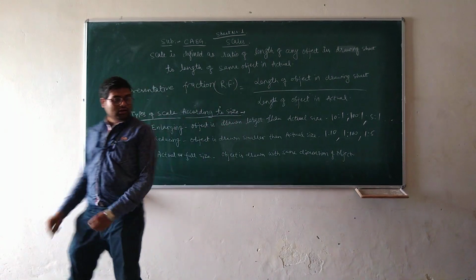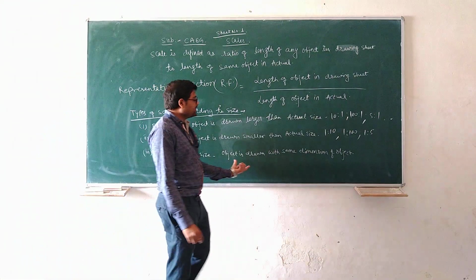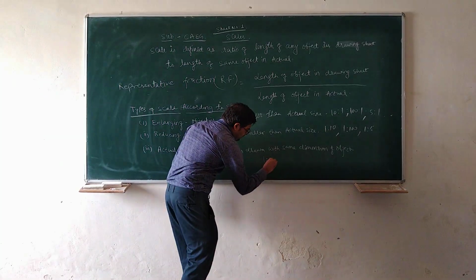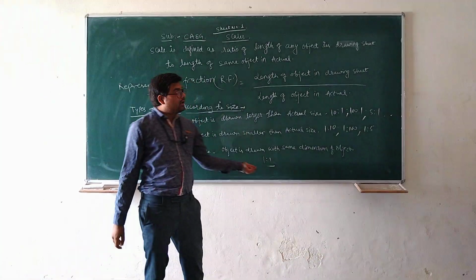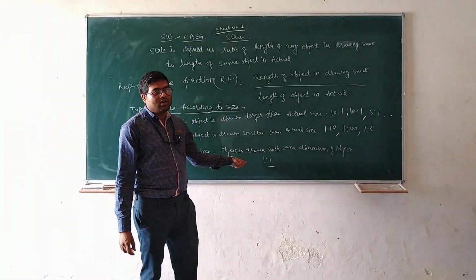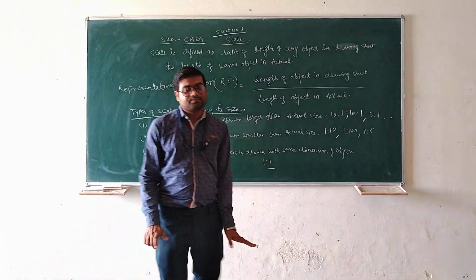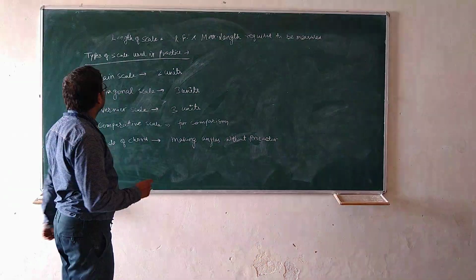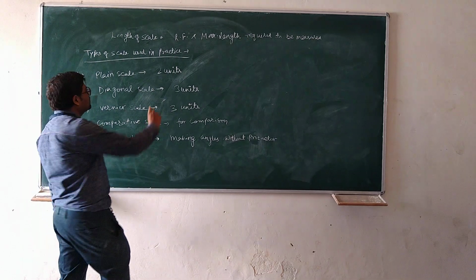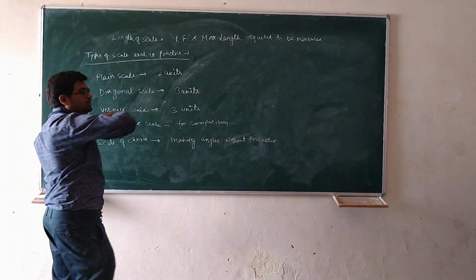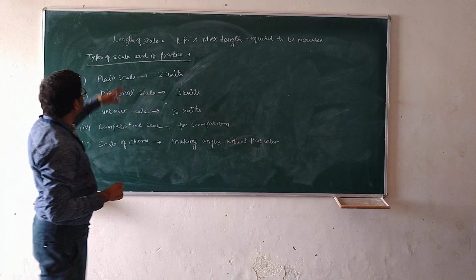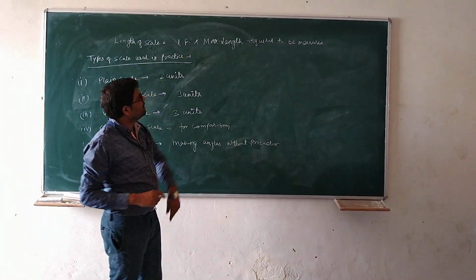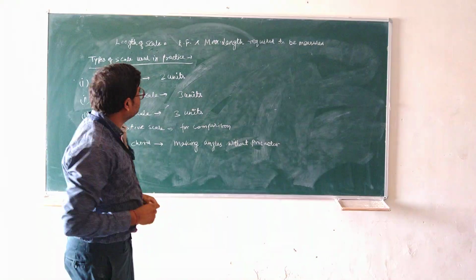And what is the actual or full size scale? The object is drawn to the same dimension as the object. In this the RF is 1:1. We are drawing the same size of the object in the sheet. Now the length of the scale. The formula for the length of the scale is RF into maximum length required to be measured.